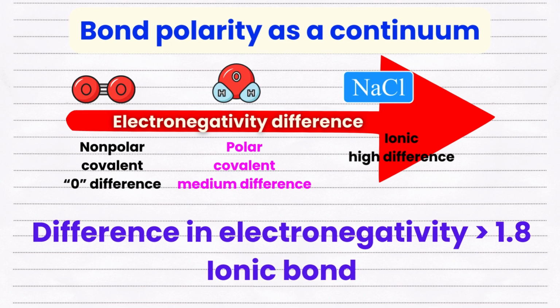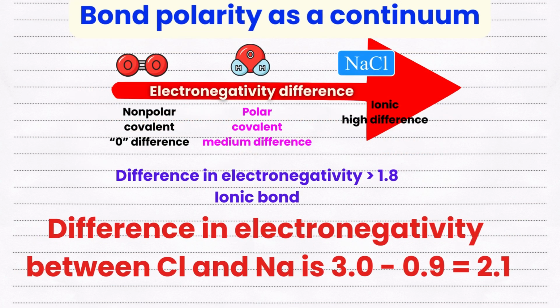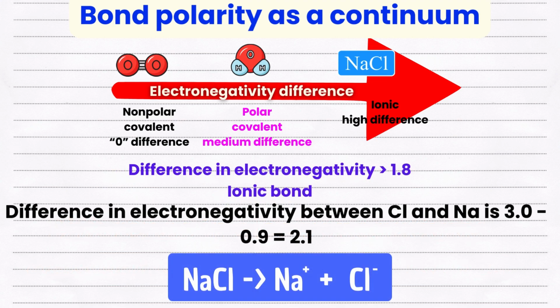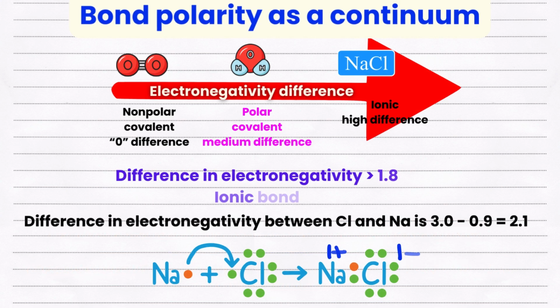If the difference in electronegativity between the atoms is greater than 1.8, it is an ionic bond. The difference in electronegativity between Cl and Na is 3.0 minus 0.9, which equals 2.1, so NaCl is an ionic bond. The metal sodium transfers its valence electron to the nonmetal chlorine, and they become Na+ ion and Cl- ion.